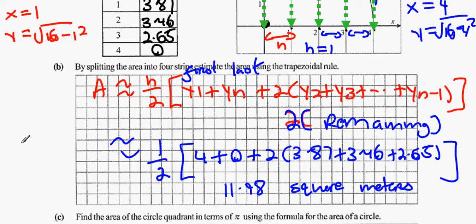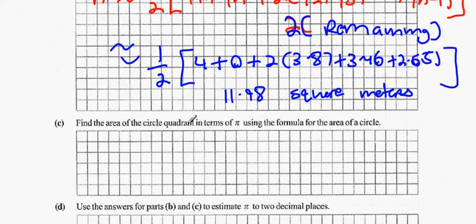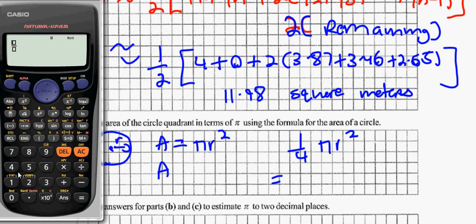Find the area of the circle quadrant in terms of pi using the formula for the area of a circle. The area of a full circle, this is in your notes, is pi r squared. So the area of a quarter of a circle would be a quarter pi r squared. In terms of pi, what we need to do here is go to the calculator, put 1 over 4, and multiply a quarter by pi.